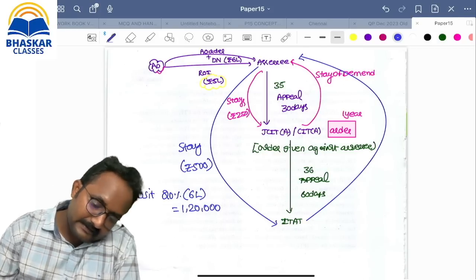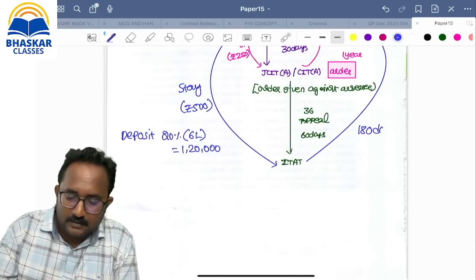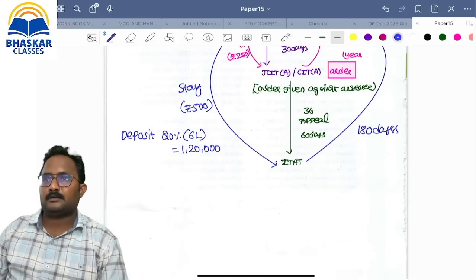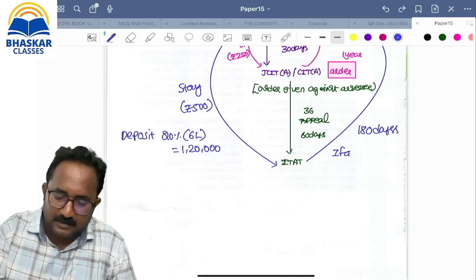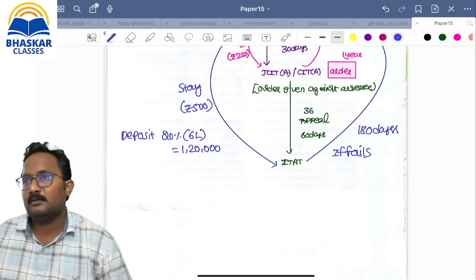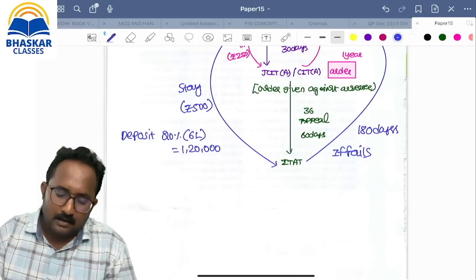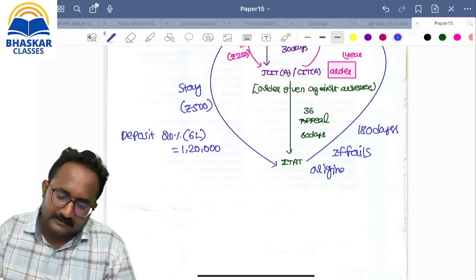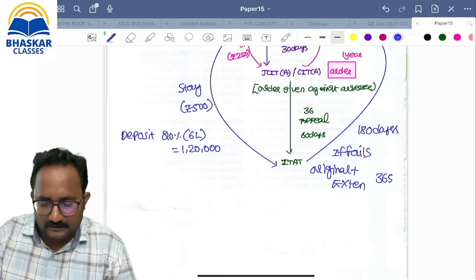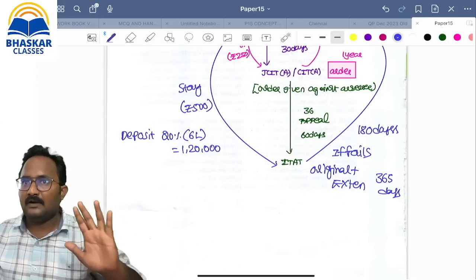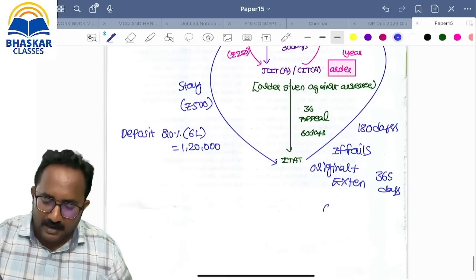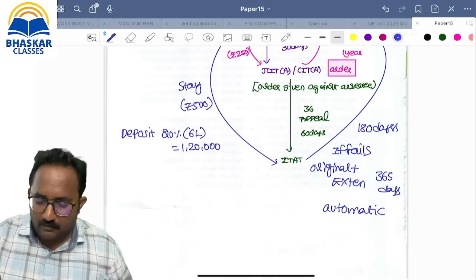For a maximum of first how many days? 180 days. Within 180 days, they need to give the order. If they fail to give the judgment within 180 days, what can they do? Original period plus extension, all together they can give 365 days. Remember, as per Income Tax Act 1961 provisions, after 365 days, the stay of demand will be automatically vacated.